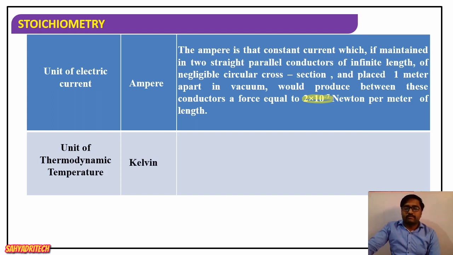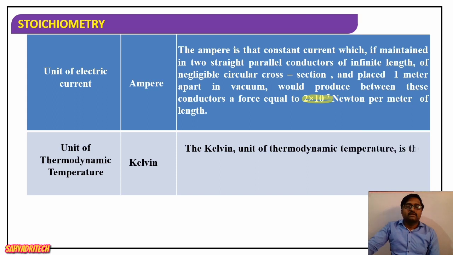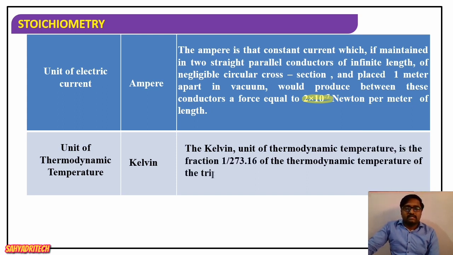Next, the unit of thermodynamic temperature. What is the unit for temperature? Kelvin. What is Kelvin here? Kelvin is the fraction of 1 by 273.16 of the thermodynamic temperature of the triple point of water. Triple point of water is the point where all three states of matter coexist: solid, liquid and gaseous state, so called triple point.